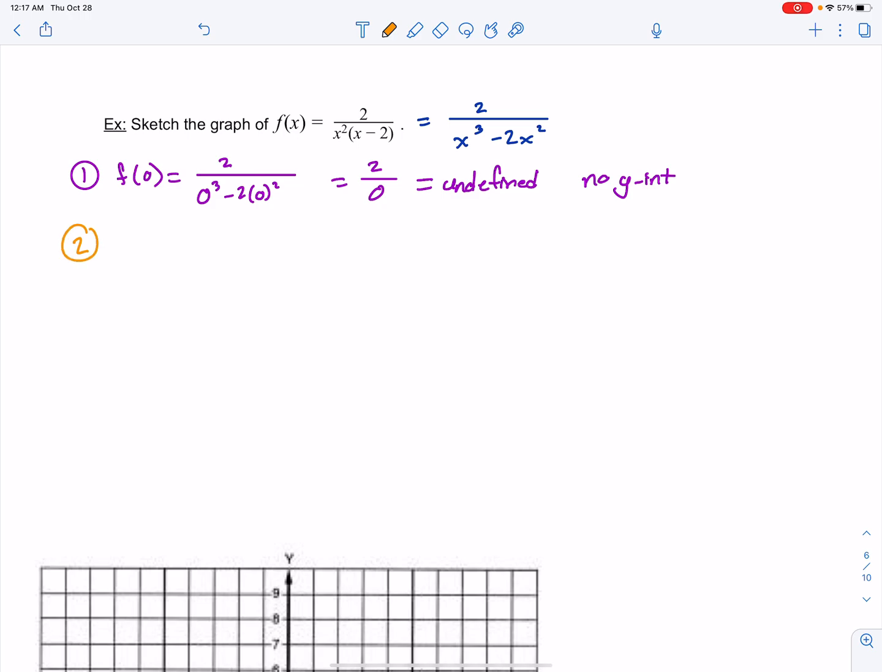So then we want to see, do we have an x-intercept? To see if we have an x-intercept, we just need to take the numerator and set it equal to 0. So here we'd get 2 is equal to 0, which cannot happen, so we have no x-intercept either.